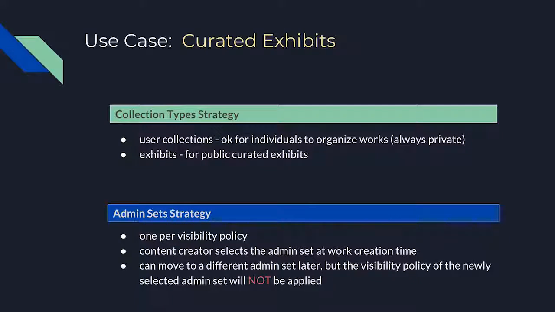So, summarizing this one, we've got collection type strategy is user collections and exhibits. We've got admin set strategy where there's one per visibility policy, and content creators select the admin set, not the exhibit curators. And you can move to a different admin set later, but that visibility policy is not going to change anything. So anytime you move a work to another admin set, it's not going to do what you might intuitively think it's going to do. It's not going to really do anything.